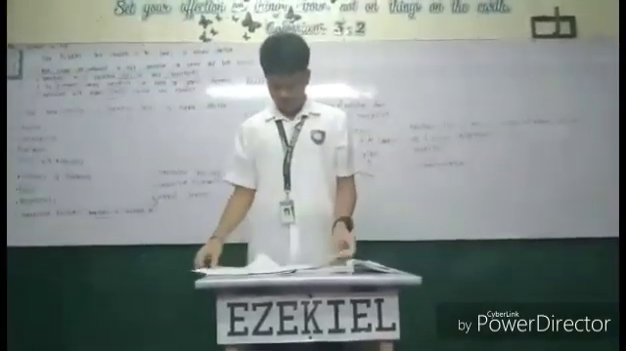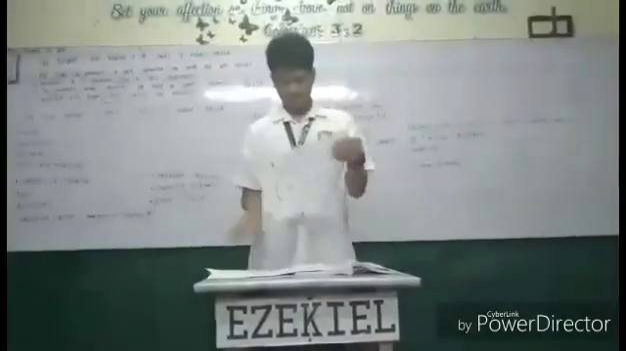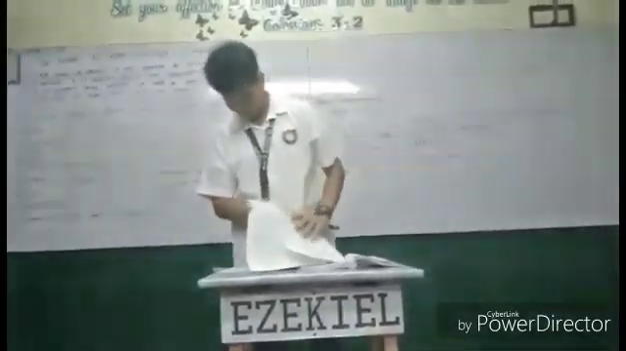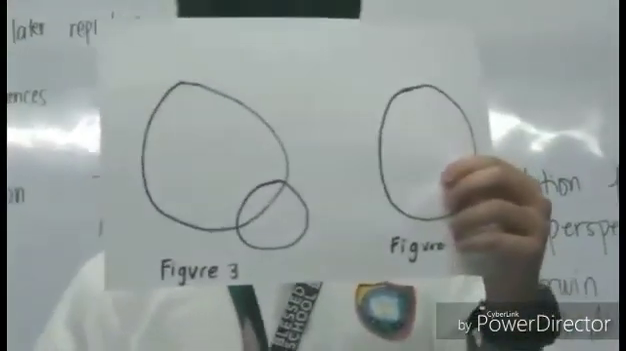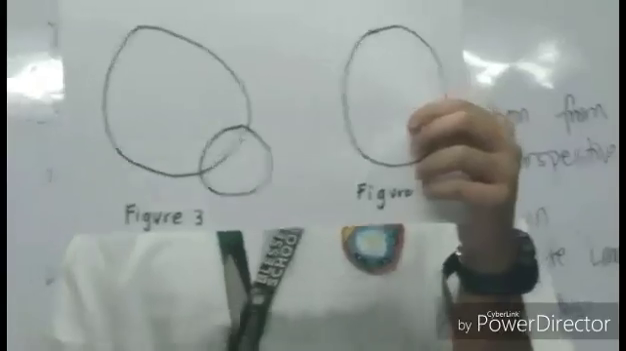And my third example is two circles that have no points of intersection, as shown in figures 1 and 2. That's it.